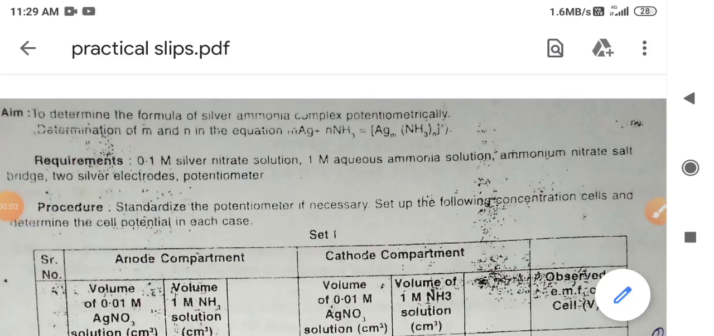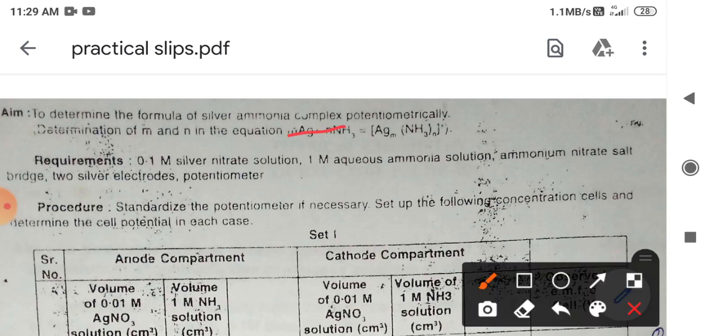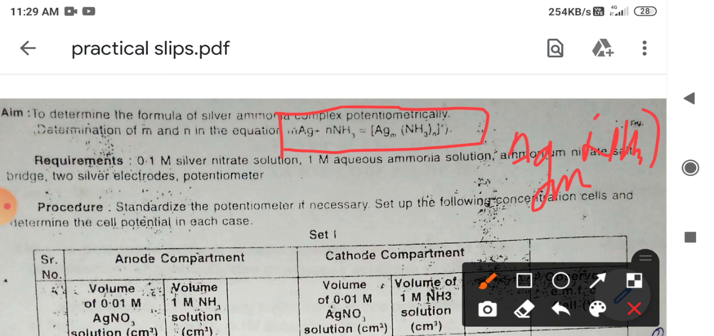So the next practical is to determine the formula of silver ammonia complex potentiometrically. In this experiment, we will try to determine the formula for this complex, [Ag(NH3)n]^m+. So this is the complex Ag, m times, NH3, that is ammonia, n times, whole bracket plus.